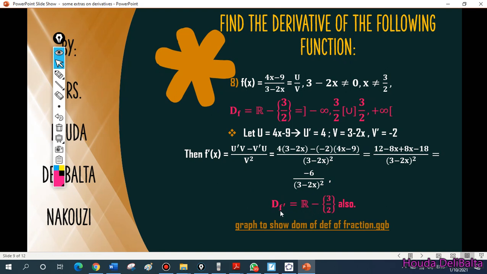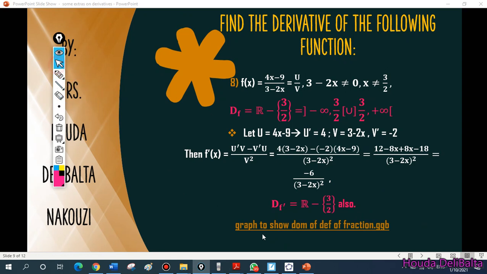The domain of definition of f prime is the same as that of f because we still have the same denominator. The denominator here was 3 minus 2x, and here it's also 3 minus 2x squared. So when we make the condition, we neglect the square and it is just that 3 minus 2x should not be 0, then x should not be 3 over 2, which is the value that makes the denominator 0. So the domain of f prime is R minus 3 over 2 also.